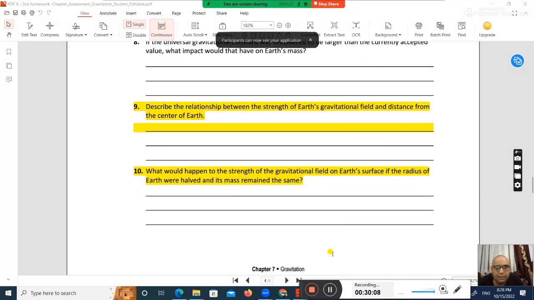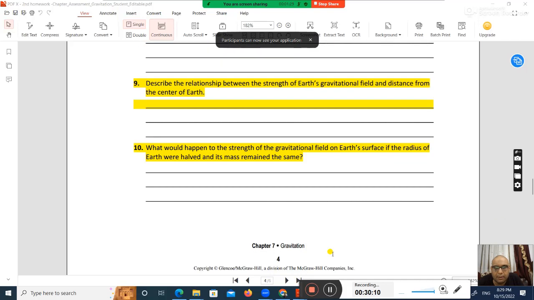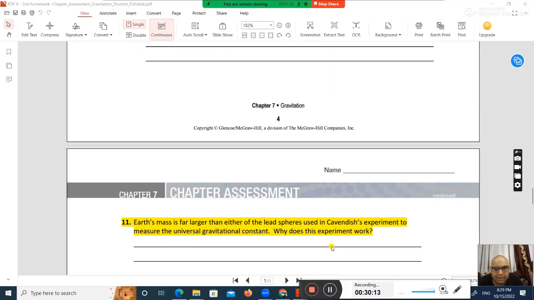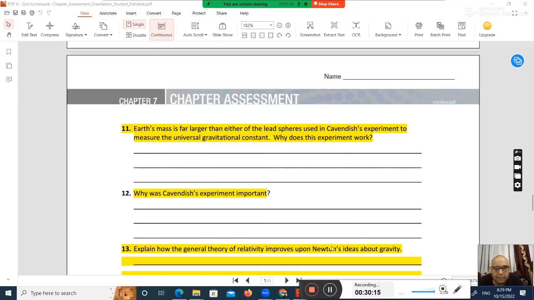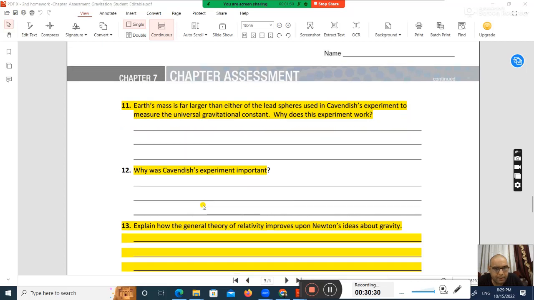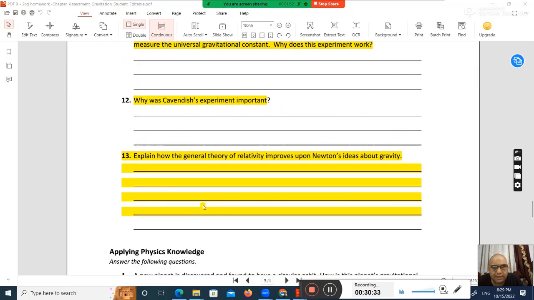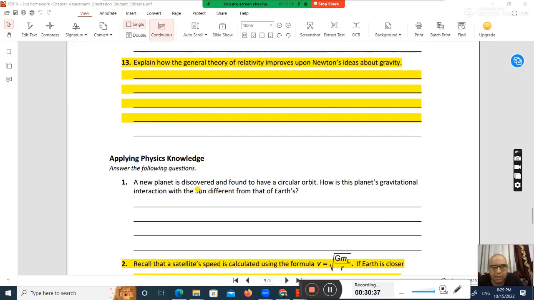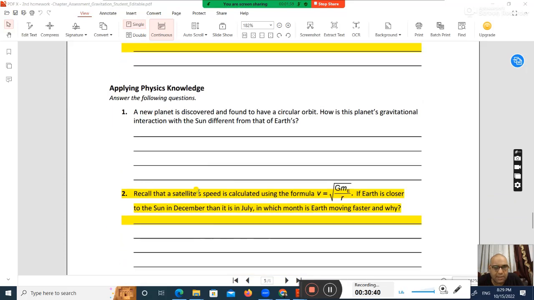Question number 10. We already answered that. Earth's mass is far larger than either of the lead spheres. In the experiment, this one is cancelled, number 11 is cancelled, and number 12 also I cancelled this experiment. Number 13, explain how the general theory of relativity, also cancelled. So going directly to question number 1.